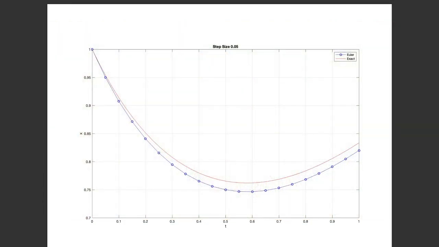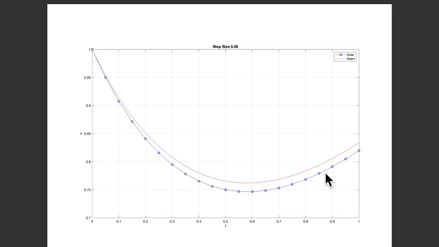There's a trade-off there, though. Obviously, if I decrease the step size, I have to compute more points along the solution to get a full picture of what's going on between times 0 and 1.